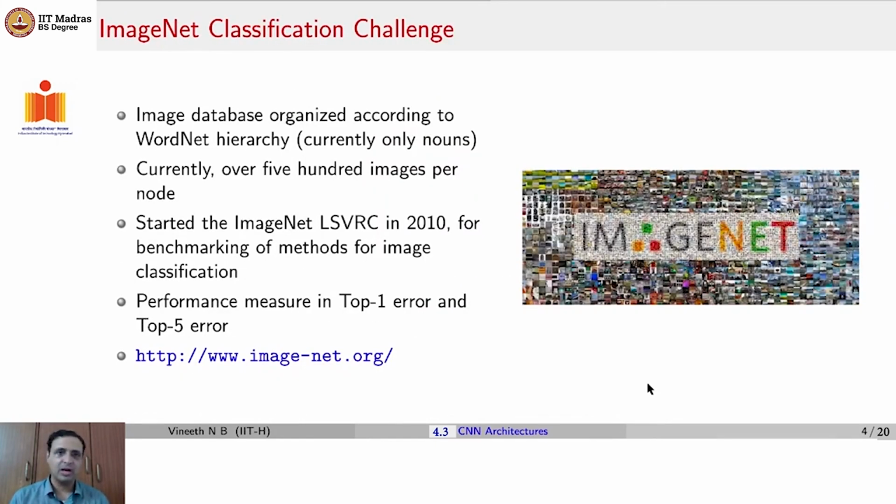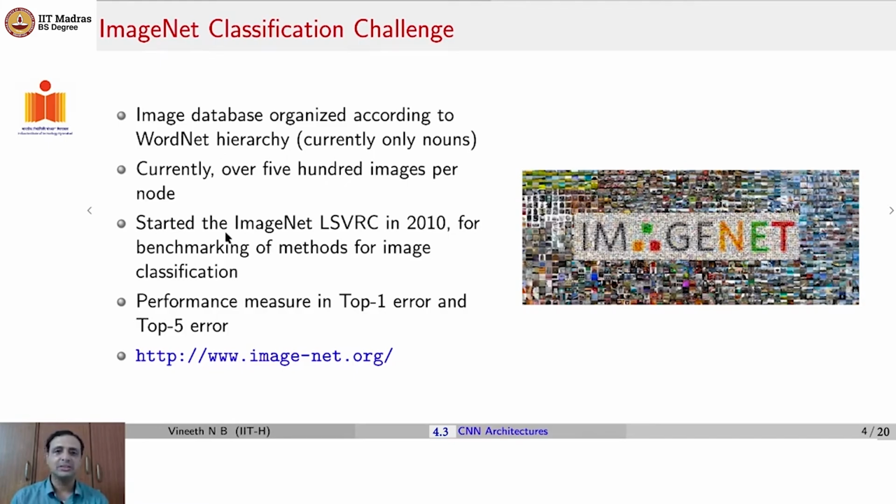A major effort in the development of newer architectures for CNNs was thanks to the ImageNet classification challenge, which started in 2010. ImageNet is a dataset, and they organized the challenge called the Large Scale Visual Recognition Challenge in 2010. The image database in ImageNet is organized according to the WordNet hierarchy. It currently has images corresponding to various nouns in the WordNet hierarchy. It has millions of images at this time, and currently about 500 images per node in the WordNet hierarchy.